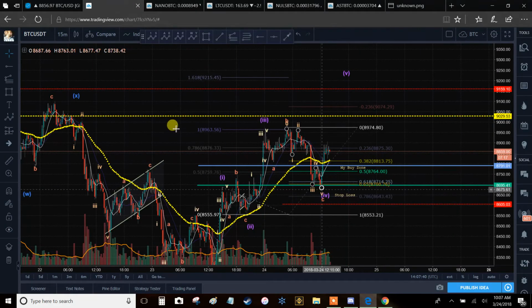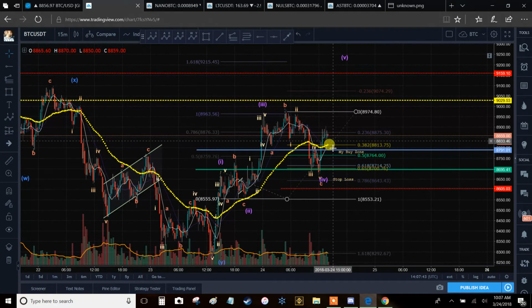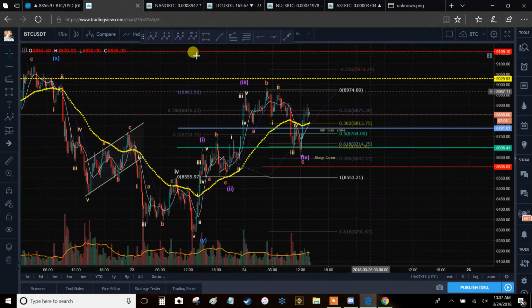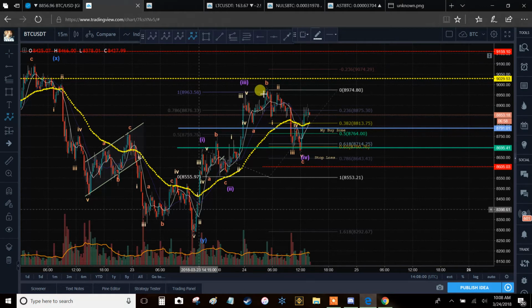So here we are. Looks like we're trying to make a wave 2 now. So my buy zone was right in here. My stop loss was right around here, just in case it went down. If this is an X wave, let's consider another possibility, because I'm never counting anything out. Maybe if this was a 2-5 structure up. Actually, no, it wouldn't even be an X wave.